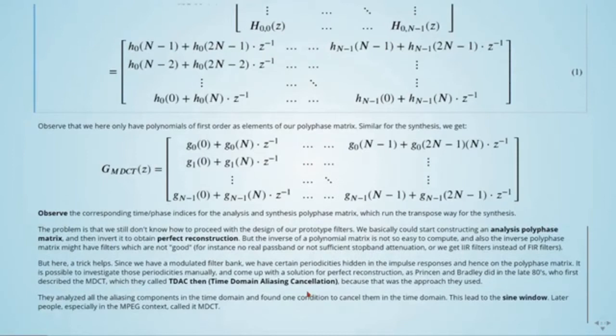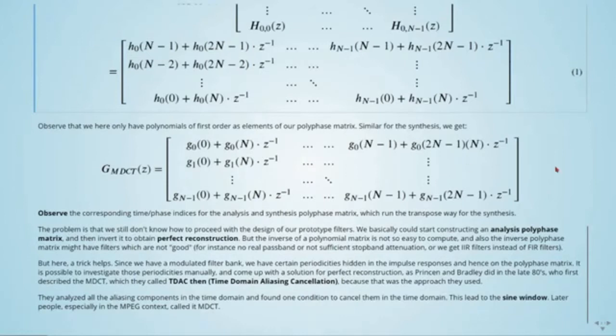The problem is that we still don't know how to proceed with the design of our prototype filters. We basically could start constructing an analysis polyphase matrix and then invert it to obtain perfect reconstruction. But the inverse of a polynomial matrix is not easy to compute, and also the inverse polyphase matrix might have filters which are not good. For instance, no real pass band or not sufficient stop band attenuation. Or we could get IIR filters instead of FIR filters.